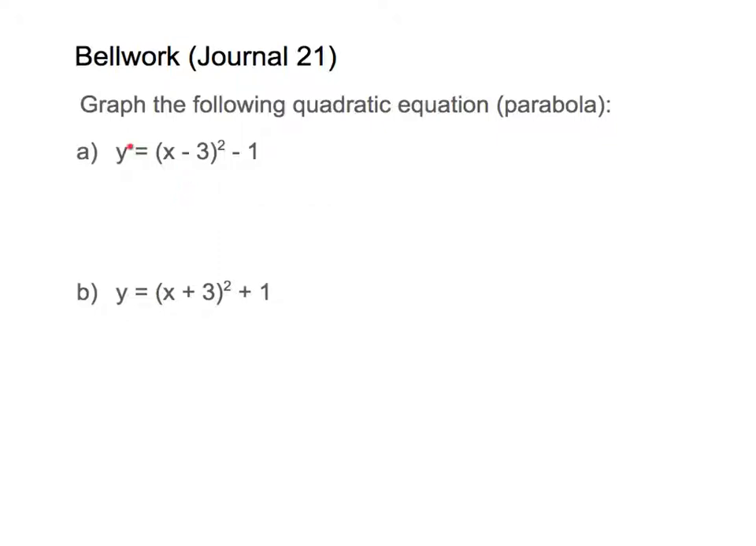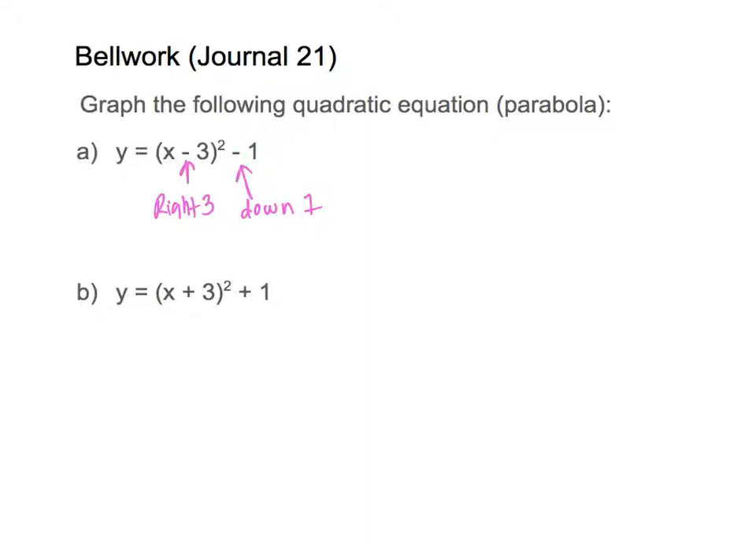The reason why we call it this way is because you can grab the vertex easily by figuring out the shifts. So inside the parentheses tells you your horizontal shift. If it's a minus sign, we are going to the right. So this is right 3, and the minus 1 on the outside means that we're going down 1. So the outside of the parentheses tells you your vertical shift.